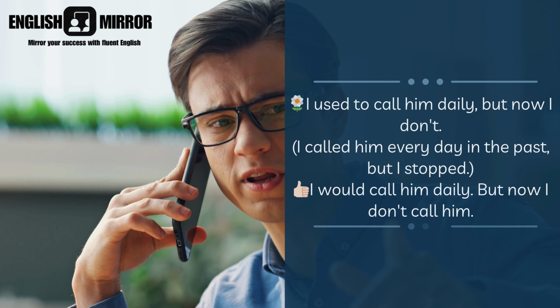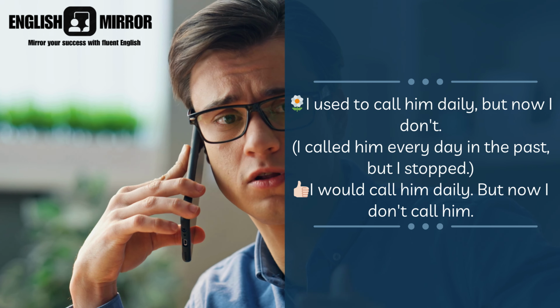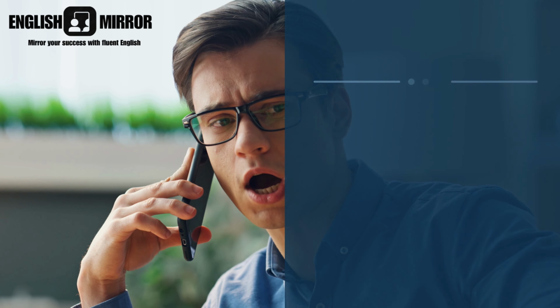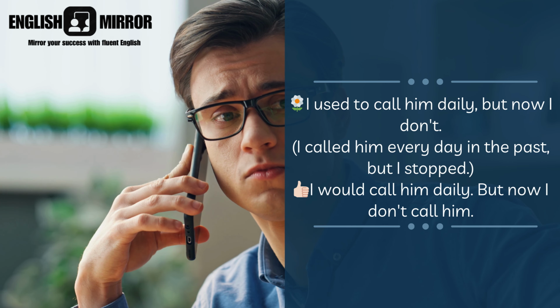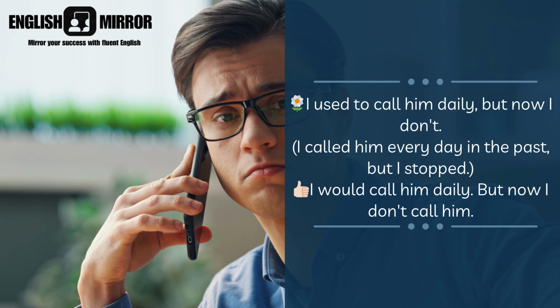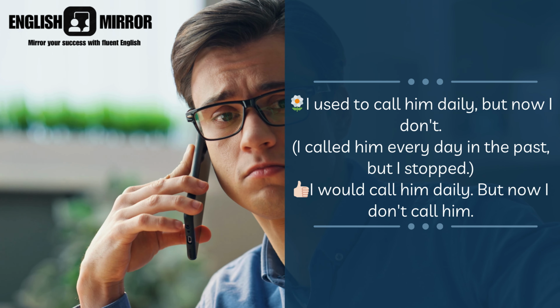Now the next example, "I used to call him daily, but now I don't." That means I called him every day in the past, but now I have stopped. We are not communicating with each other because of some inconveniences. And the same sentence can be told in another way: "I would call him daily, but now I don't call him." This is another way of telling by using the word "would".